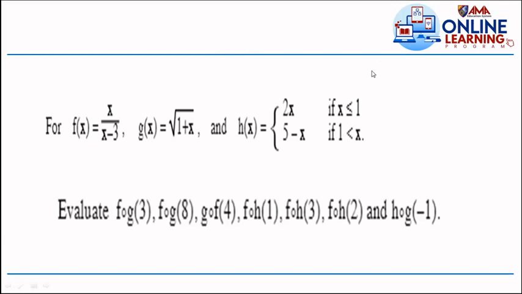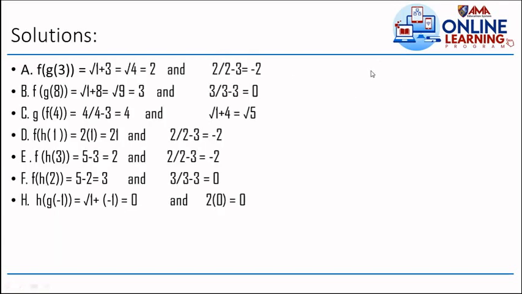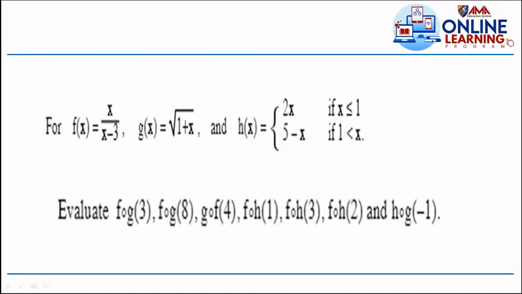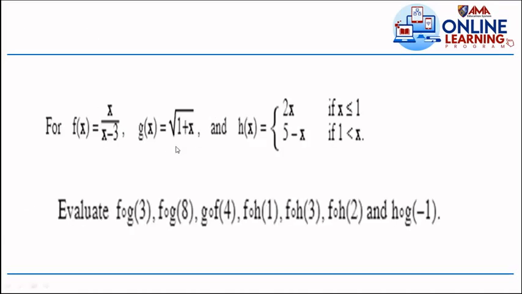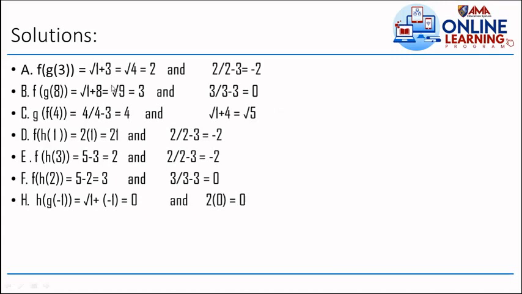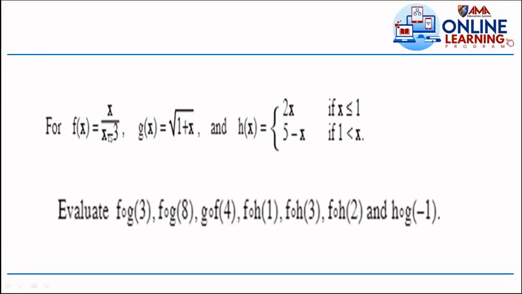Okay. So, this is now your solution, no? So, letter A, f of g of 3, no? Okay. So, yung g of 3 natin, ito yung gagamitin natin, 1 plus square root of x. Okay? So, 1 plus 3, square root niya is equal to 4, is equal to 2. Tapos, isunod natin yung function ng f, x over x minus 3.